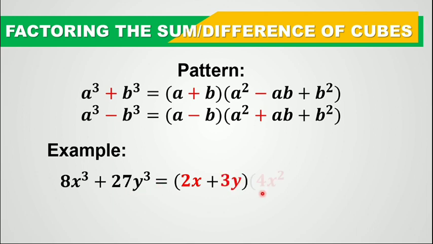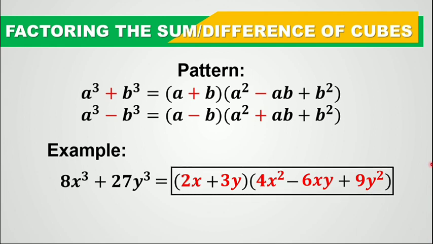And then times, just square the first term, so quantity 2x squared, that's 4x squared. And then since this is plus, so minus the product of the first term and the second term, so 2x times 3y, that's 6xy. And then plus the square of the second term or the last term, so quantity 3y squared, that's 9y squared. So this is our answer for this particular example.